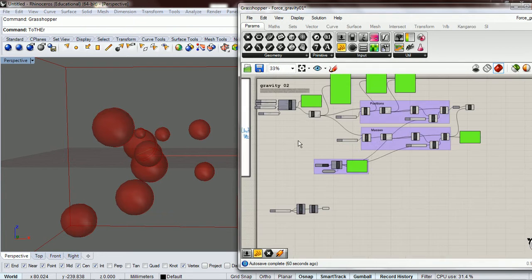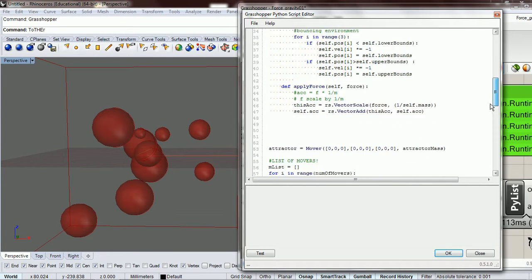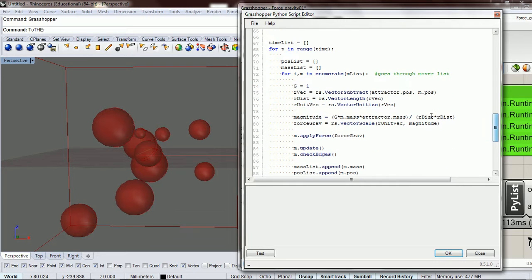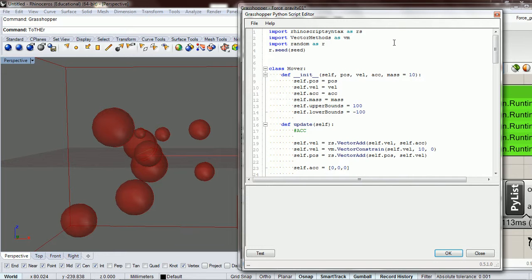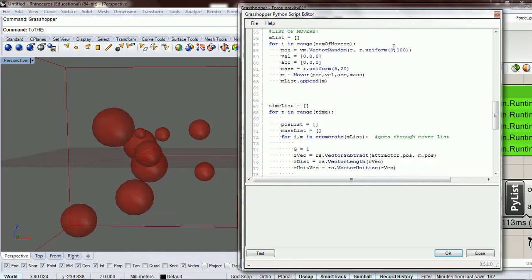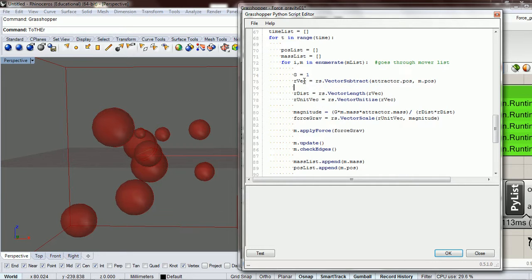So to fix this bug, what Schiffman does in his book and what we are going to do here is use our vector constrain method, that method that we put inside vector methods that we're importing up here, vector methods as VM. So we're going to constrain this. Let's go ahead and just do that.